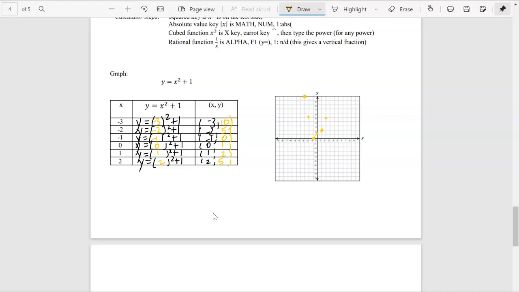Okay, when we plug in -1, -1 times -1 is 1, and 1 plus 1 is definitely 2, not 0. I'm sorry, this should have been a 2. Let me just erase that for you guys. So the point at -1 should be up here, at 2. And so that's where we're going to get our parabola.